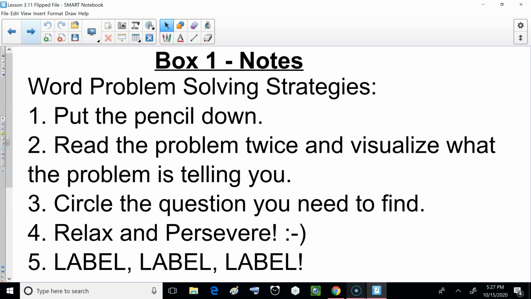As you see before, box 1 are word problem strategies. Hey, you've seen them before, you've taken them all in, you feel confident, but trust me, put the pencil down, read the problem twice, circle the question. All important stuff to really help you be able to solve them. Otherwise, we see numbers, start writing things down, and we're not even thinking about what the problem is really asking us. So the biggest thing is to slow down and think what the problem is asking you to do.